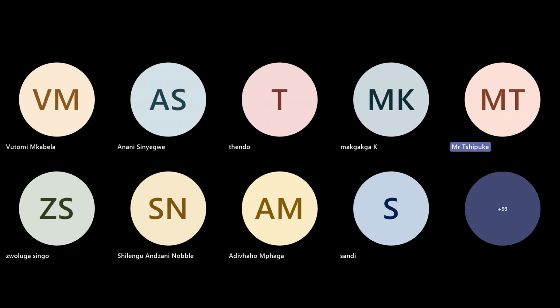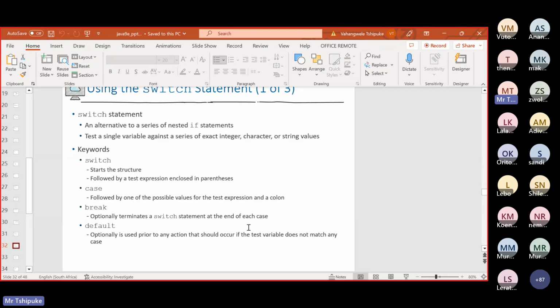Now, let us continue to move. Let's see other things which are also important when we are talking about these control structures. We also have another control structure which is more accurate than an if-else statement, and this one is called a switch statement. It's just an alternative to a series of nested if statements. It tests a single variable against a series of exact integer, character, or string values. The keywords that we'll be working with a lot here are switch, case, as well as break, and then default.